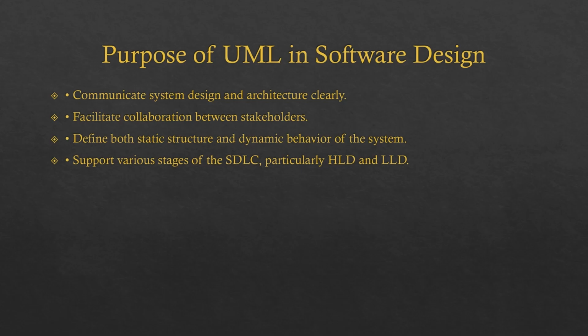Why is UML so essential in software design? Well, it enables teams to communicate effectively about the system structure and behavior. UML helps in defining the system's architecture clearly, supporting different stages of the software development lifecycle, particularly high-level and low-level design. It makes it easier for stakeholders to understand how the system works, ensuring everyone is on the same page.